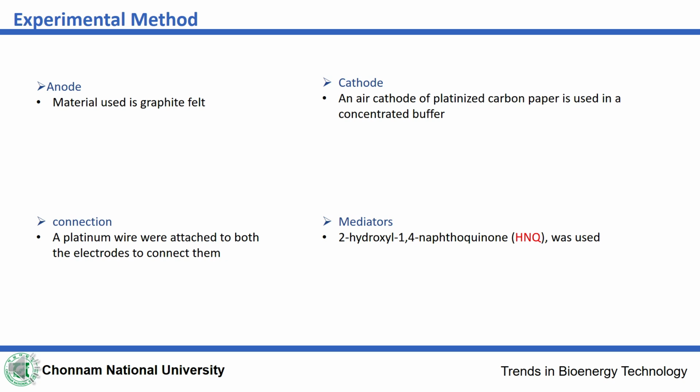Consequently, in long-term experiments, an air cathode of platinized carbon paper was used in a concentrated buffer to provide a more stable potential, provided by the well-known oxygen electrode reaction in which oxygen is reduced to OH negative. A platinum wire was attached to the electrodes with a conducting epoxy resin.